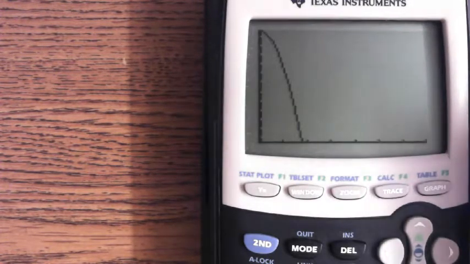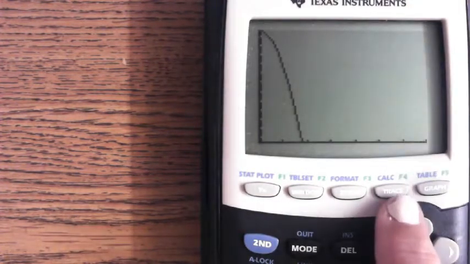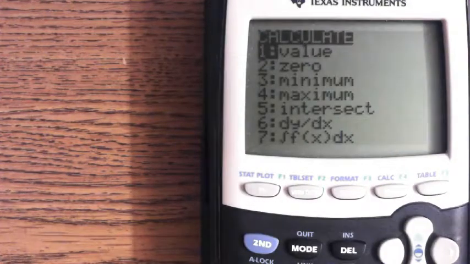If we wanted the exact answer to the nearest thousandth or something, yeah, go ahead. Would you go to like hit second trace? Yes, trace is a very key menu. Second trace, okay?